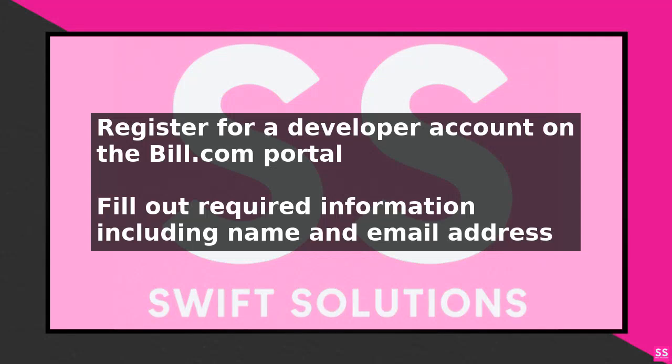To authenticate to the Bill.com API, you need to follow a series of steps that involve registering for a developer account, creating an application, and obtaining the necessary credentials. First, go to the Bill.com developer portal and sign up for a developer account. Fill out the required information, including your name, email address, and company name.